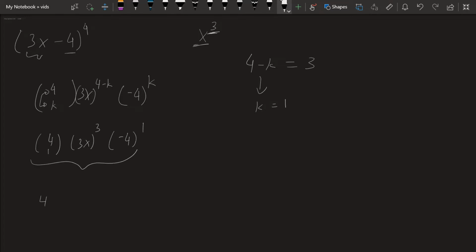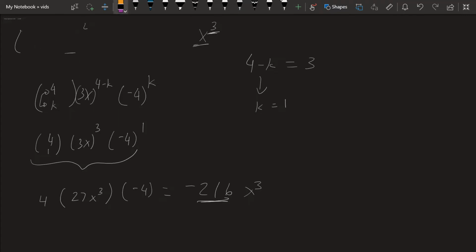So it's going to be 4 multiplied by 27x cubed multiplied by minus 4, right? And you can use a calculator to figure this out. And your answer should be equal to minus 216 x cubed. So what's the coefficient? Minus 216. That's how you solve it. Let me just clear out the screen again.